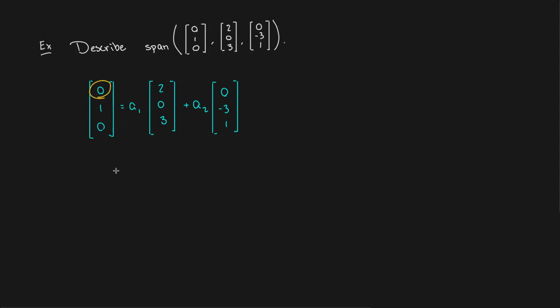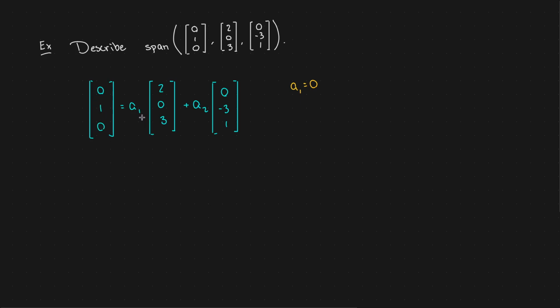This top number has to be 0. So that means I need a1 times 2 plus a2 times 0 to equal 0. But a2 times 0 already is 0, so that's covered. a1 times 2 would have to be 0, so a1 has to be 0. That has to happen to make the top entries work. 0 equals 0 times 2 plus something times 0. Okay? Let's go to the next line.